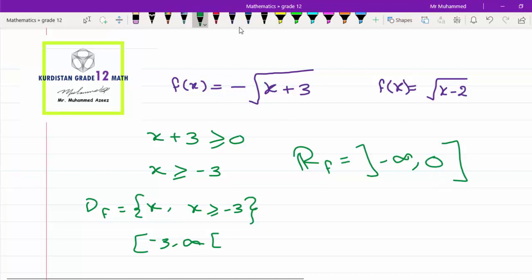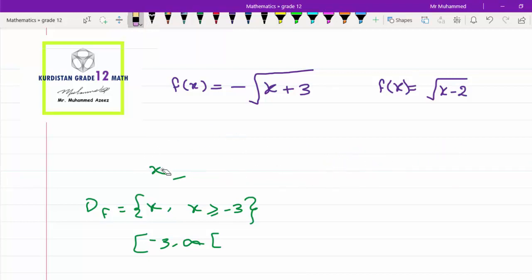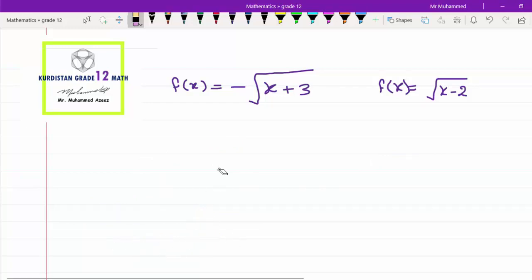To do the second function, again, under the square root must always be positive or 0. So x minus 2: the smallest possible number we can input in this function is 2, because 2 minus 2 is 0. If we put any number less than 2 here, we will face negative numbers under the square root. That's why we don't want to get any negative numbers.